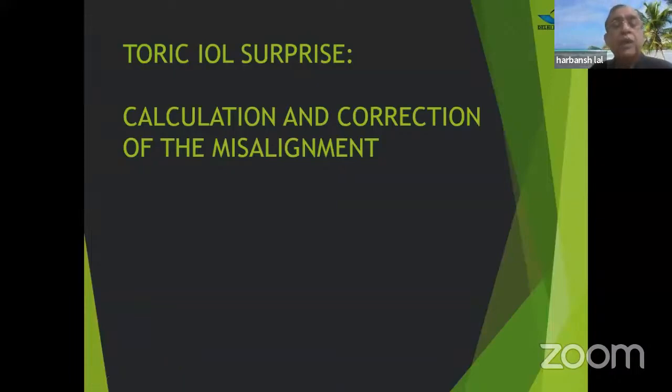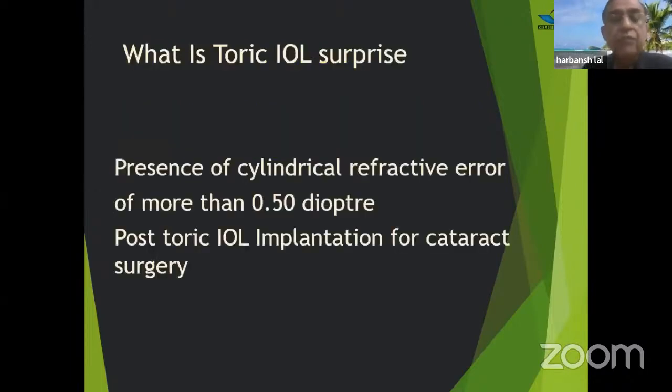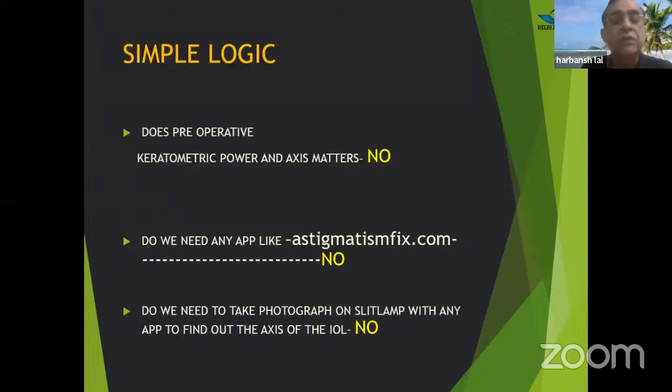Now I come to the toric IOL surprise, calculation and correction of the misalignment. What is a toric IOL surprise? Presence of a cylindrical refractive error of more than 0.5 diopter post toric IOL implantation for cataract surgery may be called a toric IOL surprise.